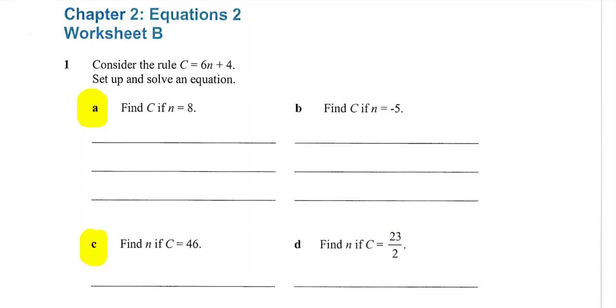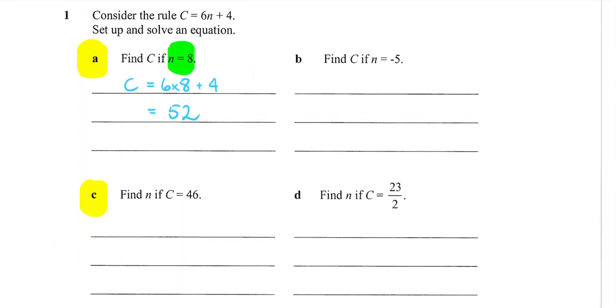Consider the rule C equals 6n plus 4. Find C if n is equal to 8. It is telling me the value of n that I want to put into my equation. So I'm going to rewrite it and replace the n with an 8. It will be C equals 6n means 6 times by 8. I put the times sign in because when things are next to each other, it means times. And then I have a plus 4. So that was the 6n plus 4. I just replaced the n with an 8. 6 times 8 is 48 plus 4 makes 52. You can put that in your calculator to get the answer.